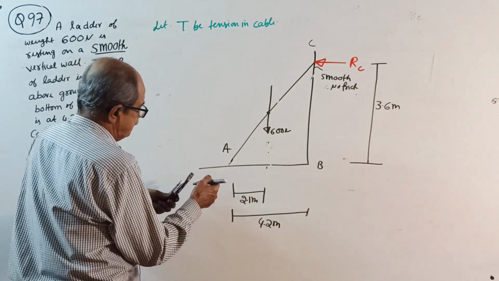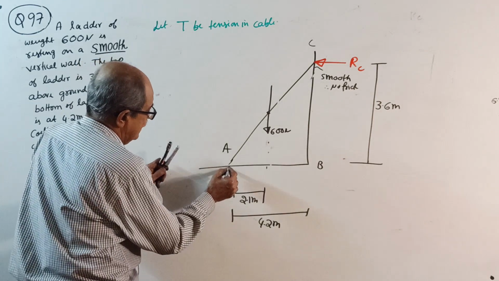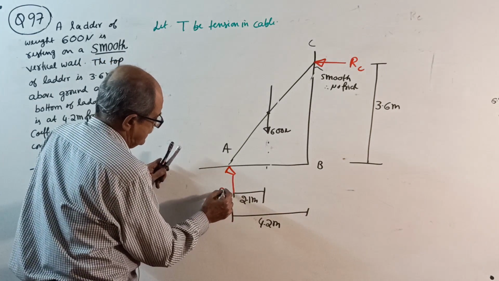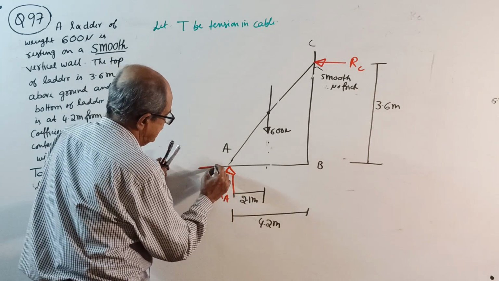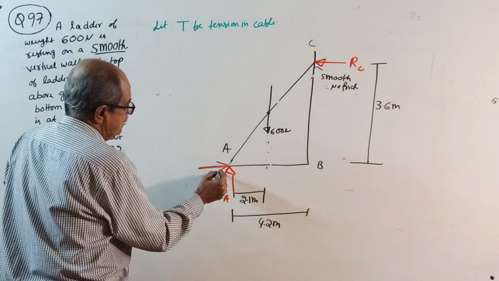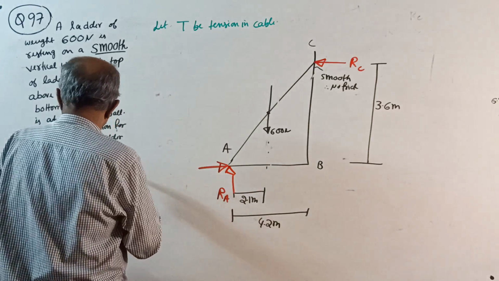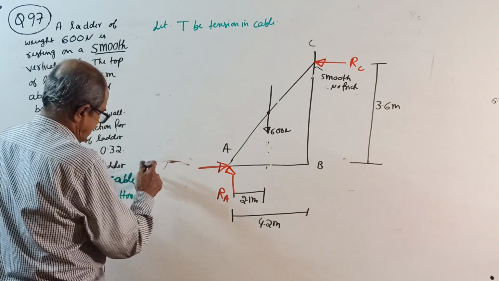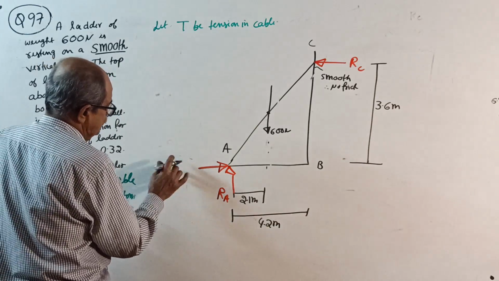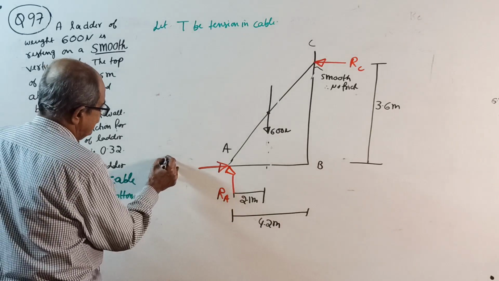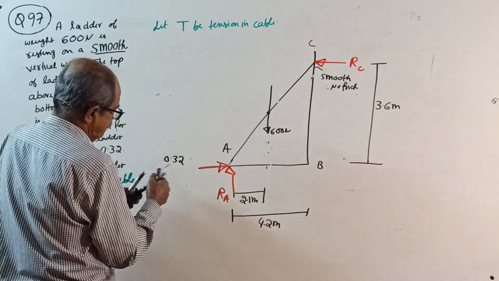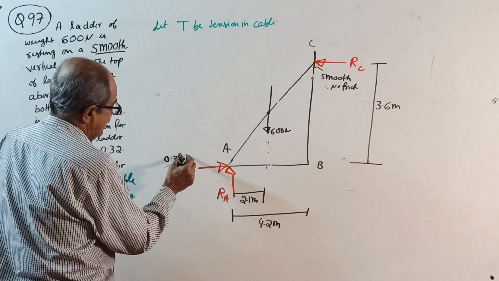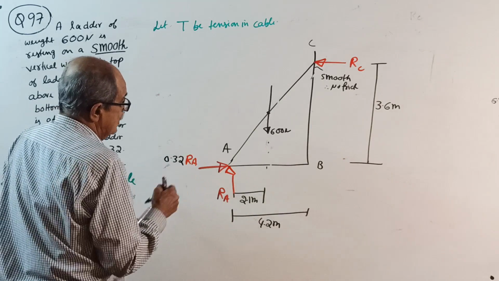So this ground is rough. Therefore, here there is a normal reaction RA and a frictional force. Slipping this way, friction of how much? They told 0.32, so 0.32 times RA. This I won't explain now. If somebody is not clear, don't continue my class. 0.32 RA. Now what do they want?